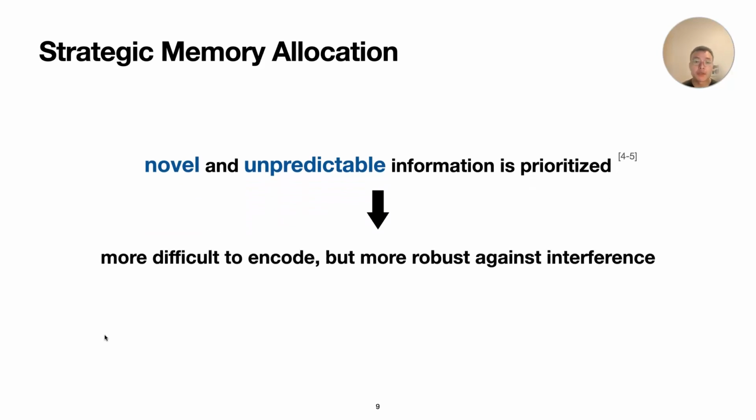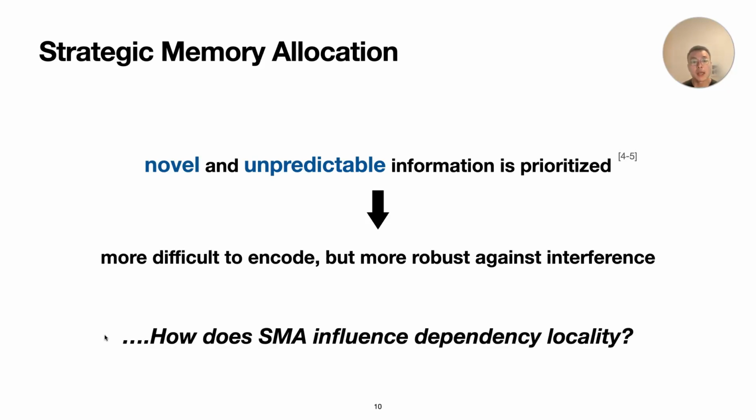The prediction of this strategic memory allocation is that, although it is more difficult to encode linguistic units with novel and unexpected information when they are first encountered, they may actually receive more robust memory representation against interference in the noisy communicative context. In the current study, we are going to examine this strategic memory allocation in the empirical domain of dependency locality.